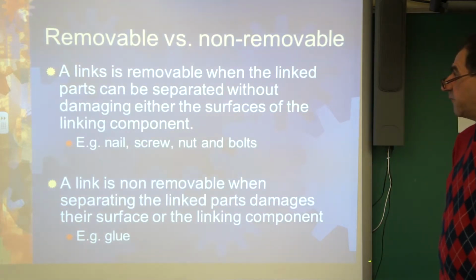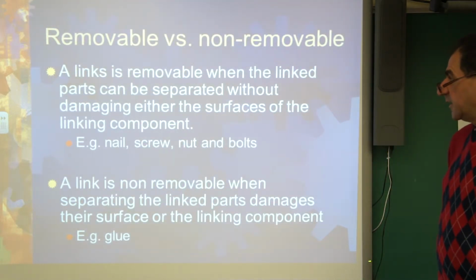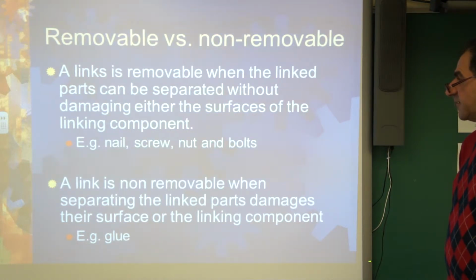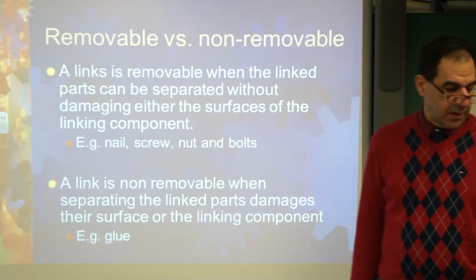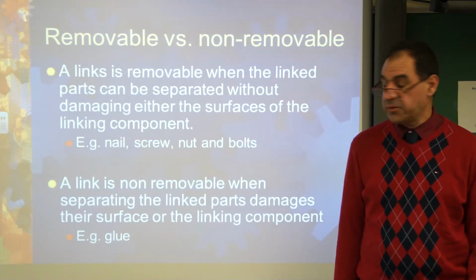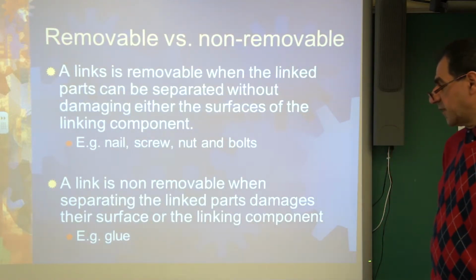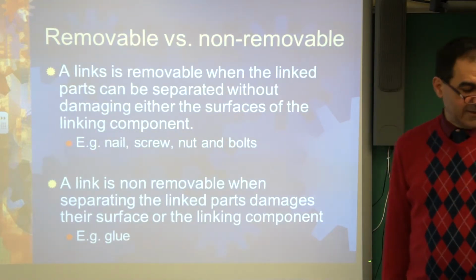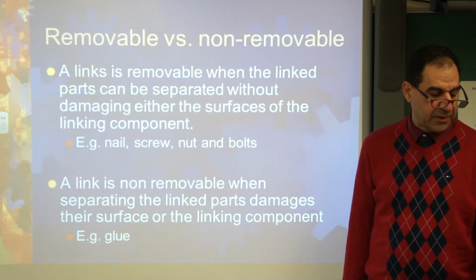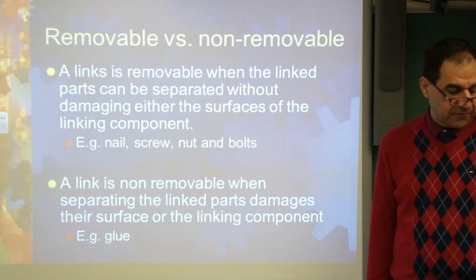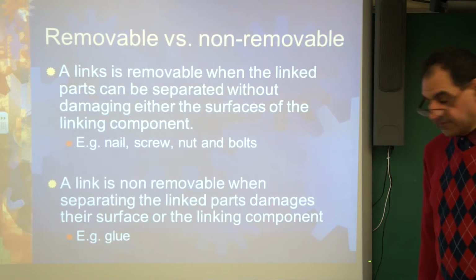Thirdly, removable versus non-removable. A link is removable when the linked parts can be separated without damaging either the surfaces of the linking component, such as a nail, screw, nuts, and bolts, while a link is non-removable when separating the linked parts damages their surface or the linking component, such as glue.